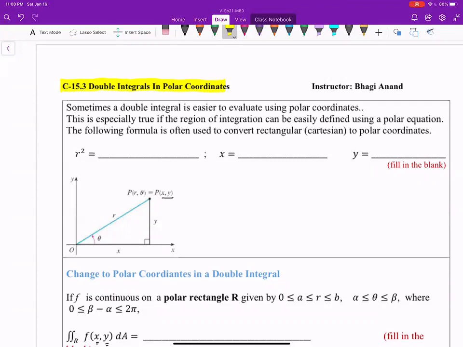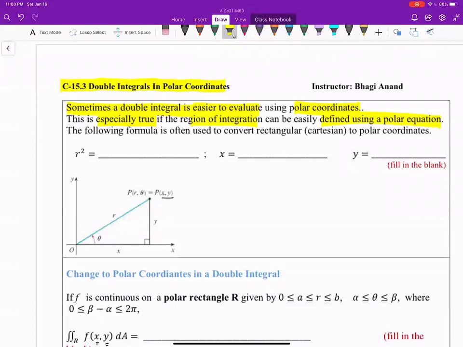Sometimes converting rectangular coordinates to polar coordinates makes the evaluation of the integral very simple. So sometimes a double integral is easier to evaluate using polar coordinates. This is especially true if the region of integration can be easily defined using a polar equation.